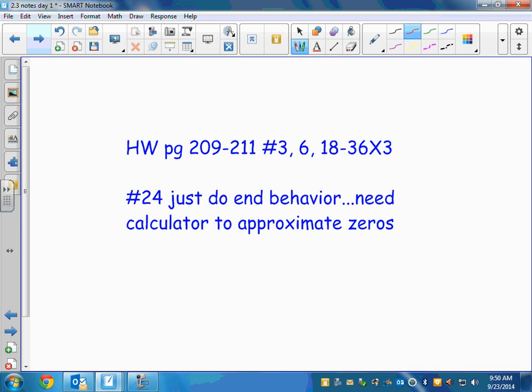3, 6, and then 18 through 36 multiples of 3. I should just throw 24 out, but I'm not because it's just a weird one in there. It's not factored. So on 24, maybe just write on your paper, 24 just do in behavior. Probably someone will ask about 24 tomorrow and say, I don't know how to do it, and then I'll remind you that you only have to do in behavior. But for the rest of them, do what the directions say.